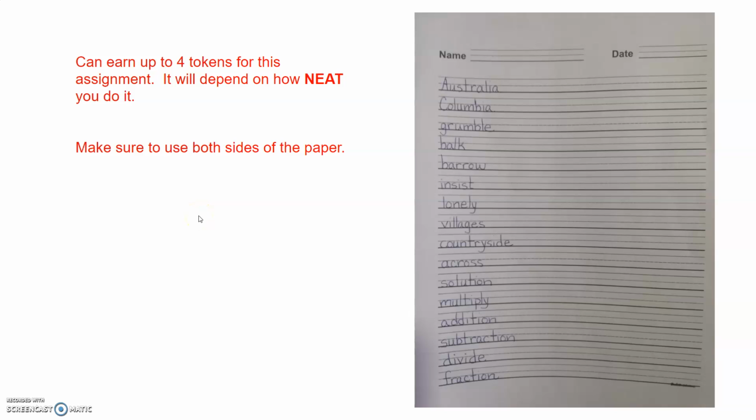But if you turn in to me really sloppy work, I will not give you all 4 tokens. So do a good job and practice your skills of writing.